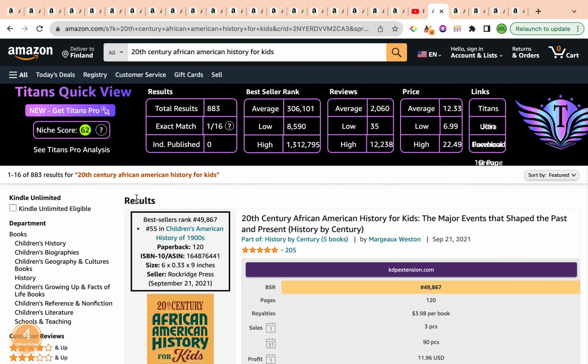Alternatively, we also have the total results sitting at 883, which is under 1,000, and that is also a good sign. Average bestseller rank is within that 300,000, and it is currently averaging 306,101. Average reviews are a whopping high 2,060, and average price is $12.33. Now, this wonderful long tail keyword has what you need to get started.